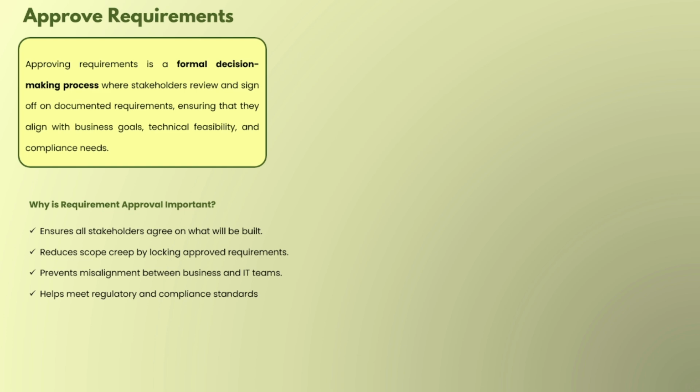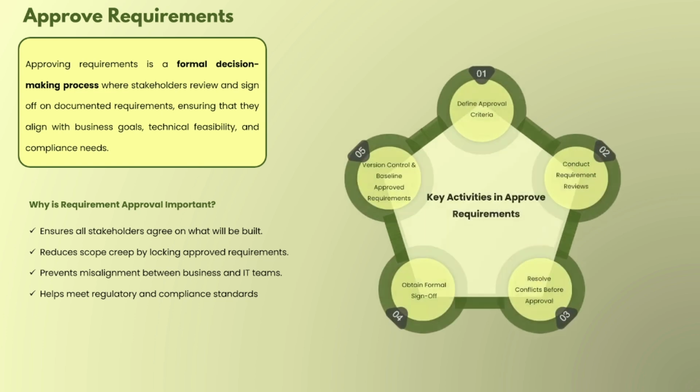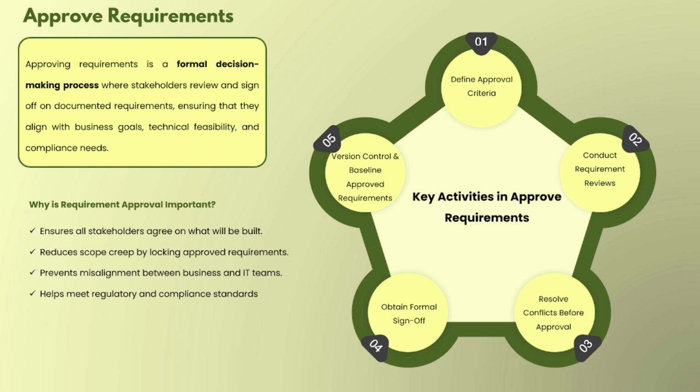And next is prevents misalignment between business and IT team. Here such statements can be avoided: we thought you meant like this, something like that, and this creates confusion between business folks and tech team. So everyone knows what is expected, so no misalignment. Then helps meet regulatory and compliance standards. Well, if there are any legal or compliance standards, this step ensures we are not missing anything important before moving forward.